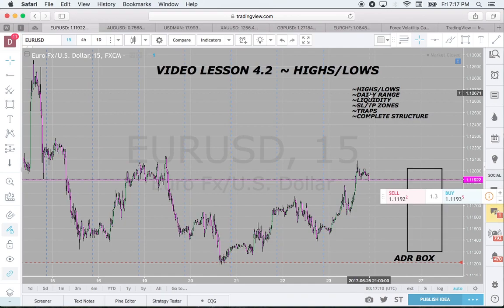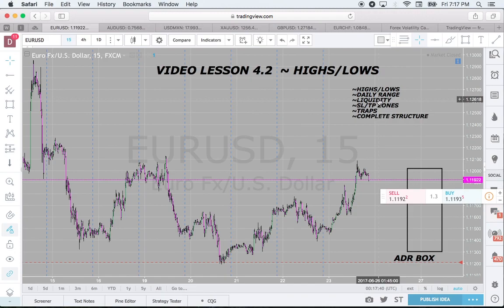We will be talking about daily range as well, and how the dealer can only move a certain amount before he has to reverse. The dealer cannot move hundreds or thousands of pips in one day. He as well has his limits.